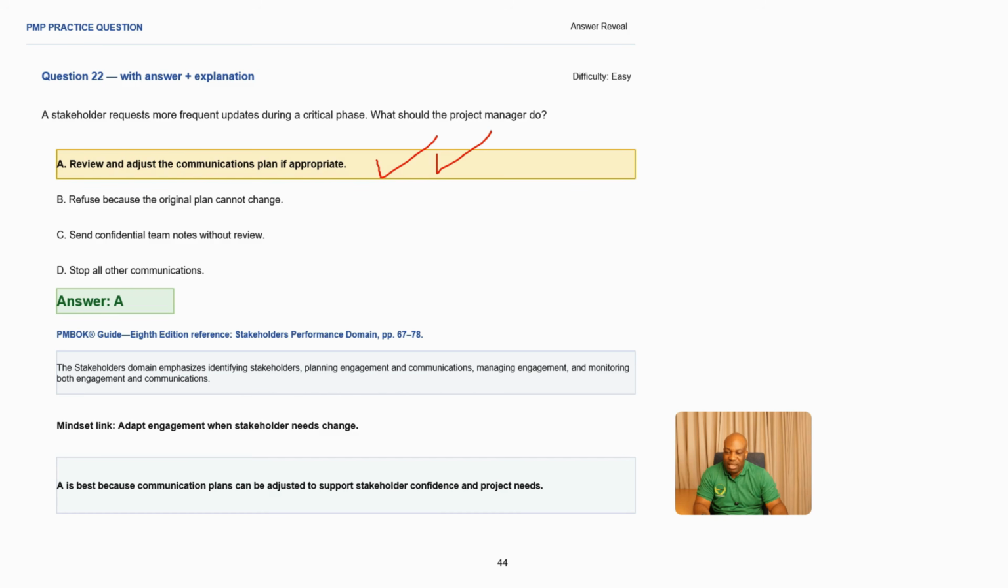So what is our reference in the PM book? It is the stakeholder performance domain, which is also on page 67. All right. What does it say? It says the stakeholder domain emphasizes identifying stakeholders, planning engagement, communicating, managing engagement, and also monitoring both engagement and communication. So what is the mindset that you used when eliminating some of these answers? You need to adapt engagement when stakeholder needs change. Stakeholders change throughout the project, and their needs also change throughout the project. So you have to make sure that you're adapting to that, making A the best answer because communication plans can be adjusted to support stakeholder confidence and also project needs. So making A the best answer.